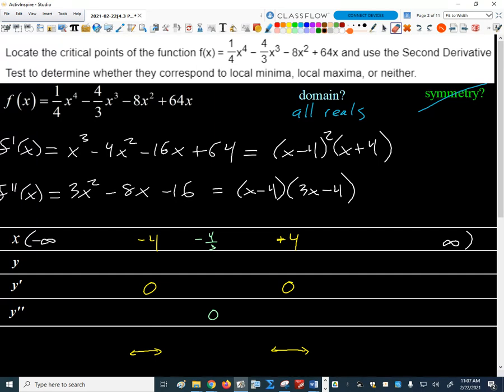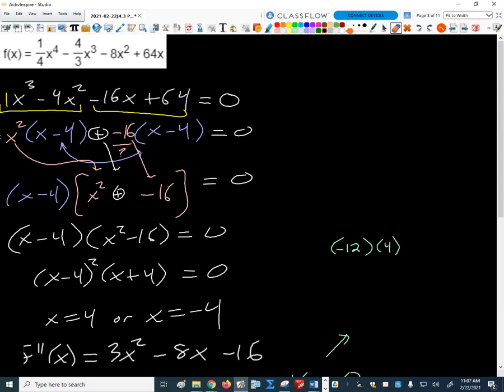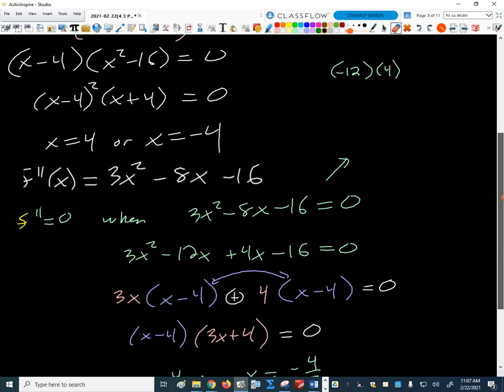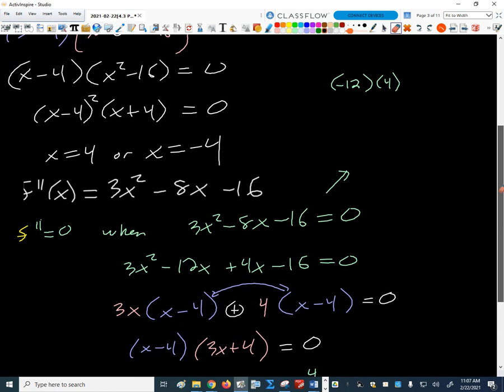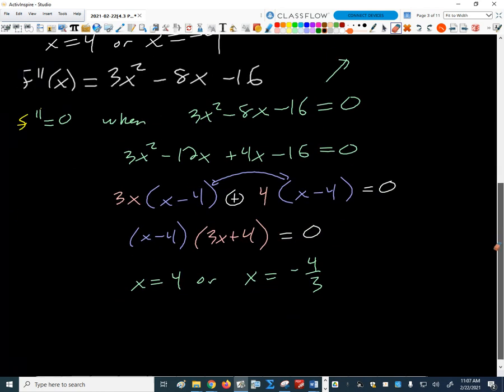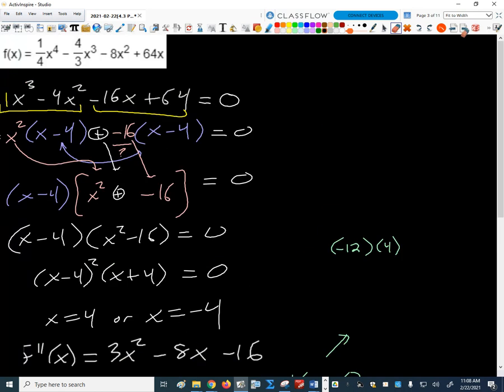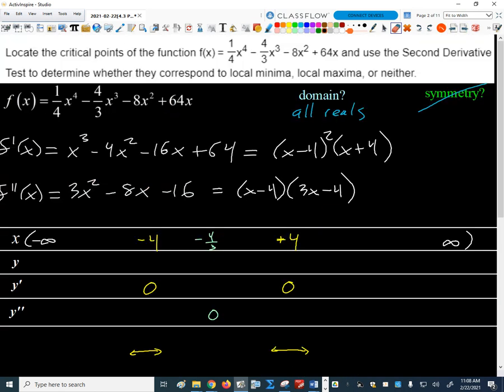My zeros of the second derivative were negative 4/3 and that's supposed to be x minus 4 times 3x plus 4. Whoops. Well, that's right. I wrote it down correctly. Okay, so then this should be my 0 over here, shouldn't it? Right? So let's evaluate this thing at -4.